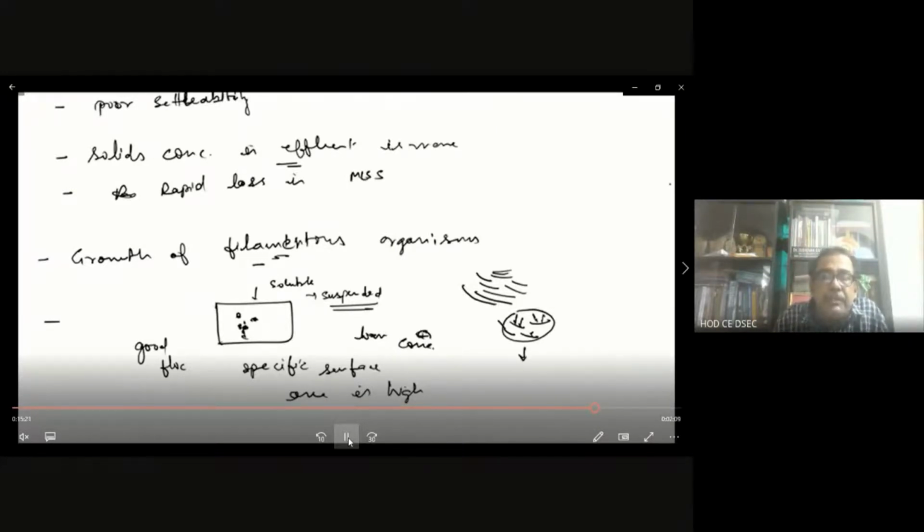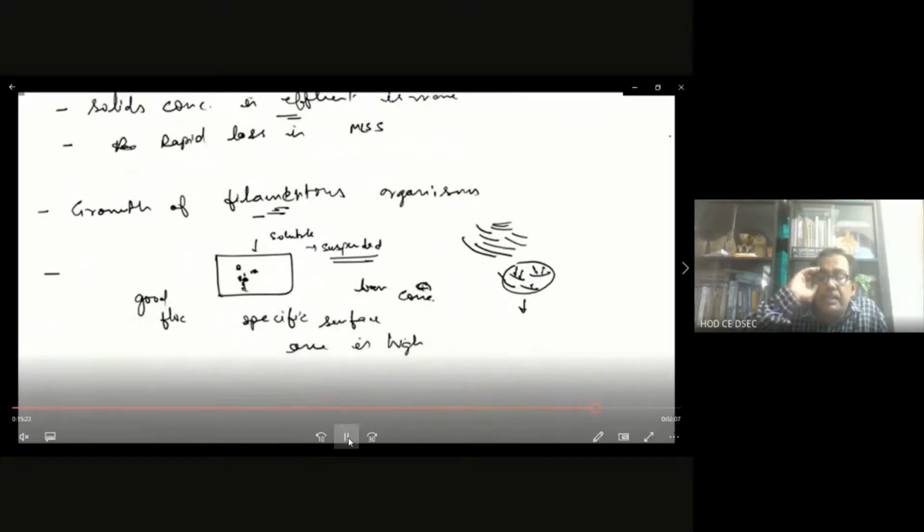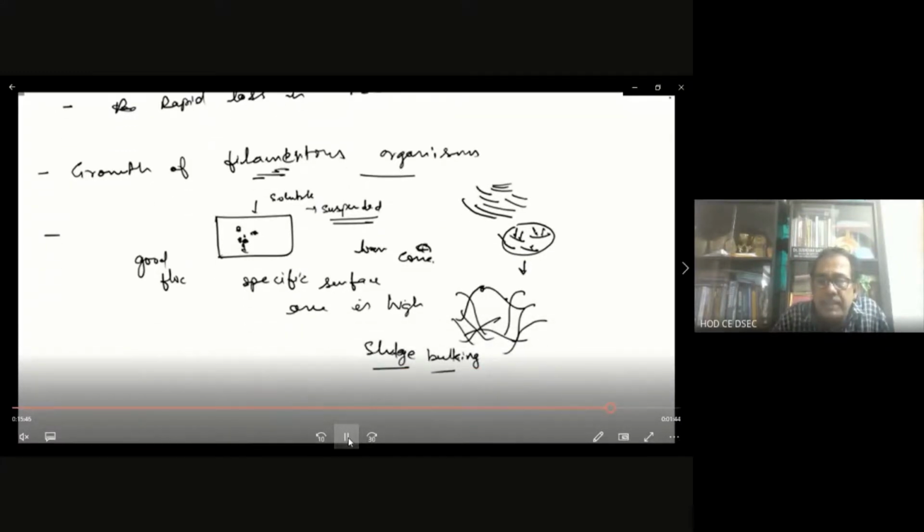Because the specific surface of that filamentous growth of bacteria is very high, they themselves will create a structure, and it is very difficult to form the flock and to settle it. So this is sludge bulking.